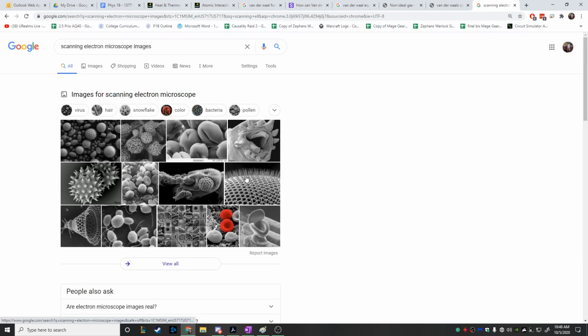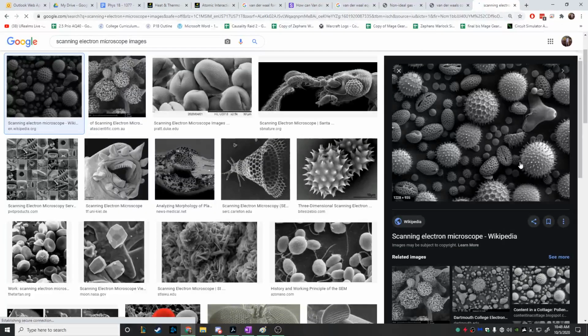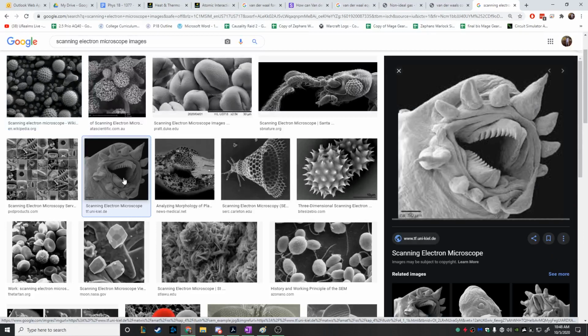Here's some images. These things are really cool. This is a virus. That's what a virus looks like under a scanning electron microscope. Isn't that really, I mean, I think these things are beautiful. These are the things that make us sick. What is this? Looks like a monster, right? It's probably some kind of bacteria.